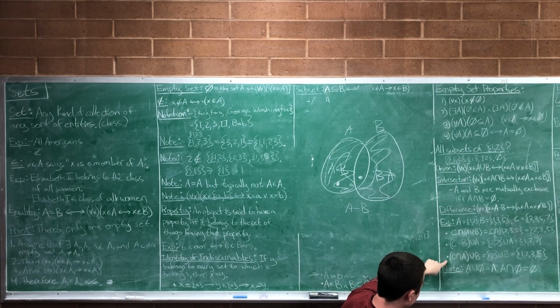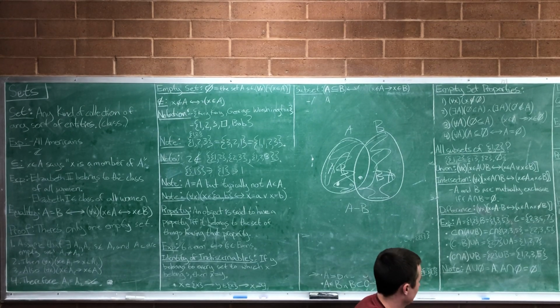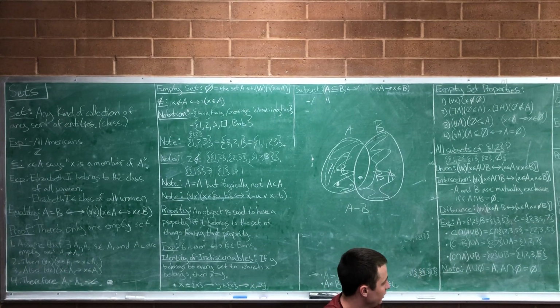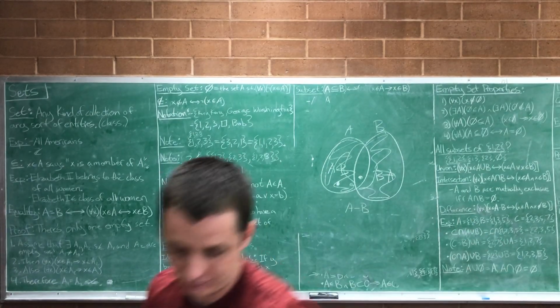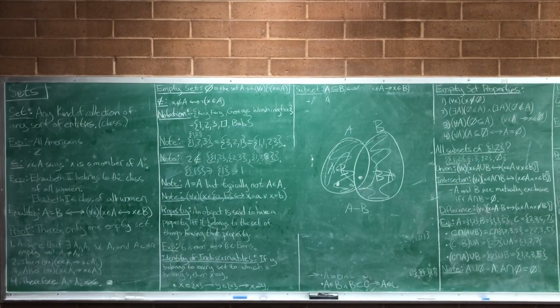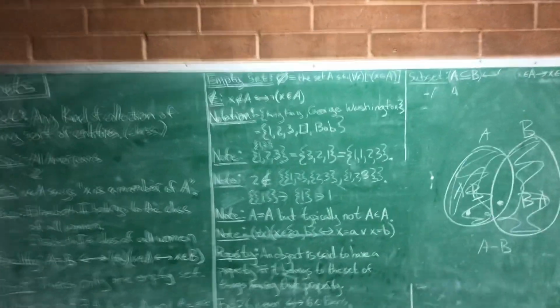Oh, we did this. And then one more thing to note: A union the empty set is just A. And A intersect the empty set is? The empty set. Alright, so now let me move my camera over here and we'll continue.